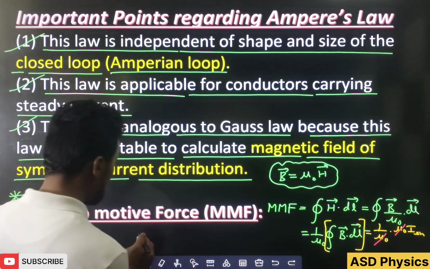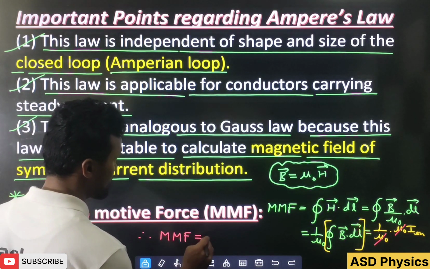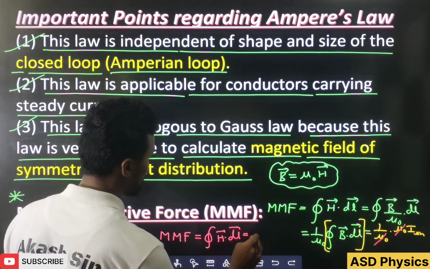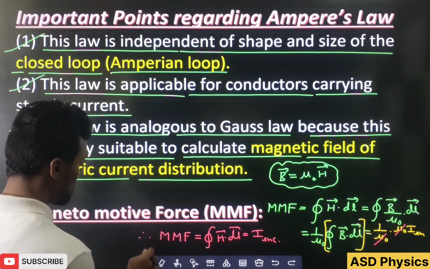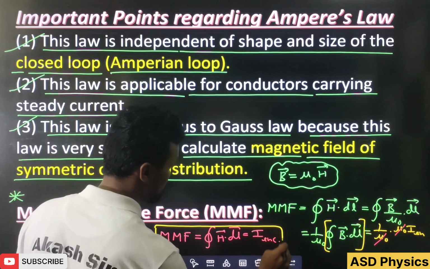So if I write the MMF here, hence MMF we can write as closed integral H dot dl. What will this come to? This is just coming as I enclosed. Remember that.